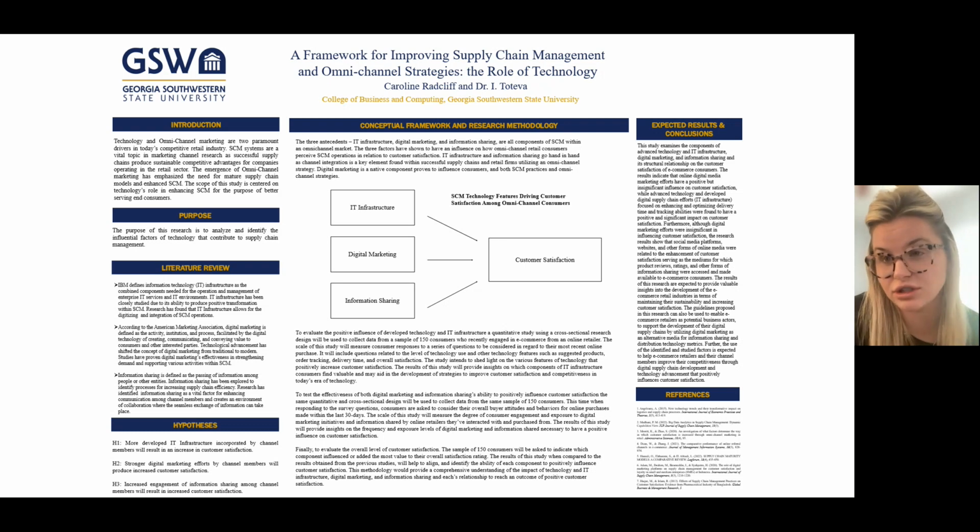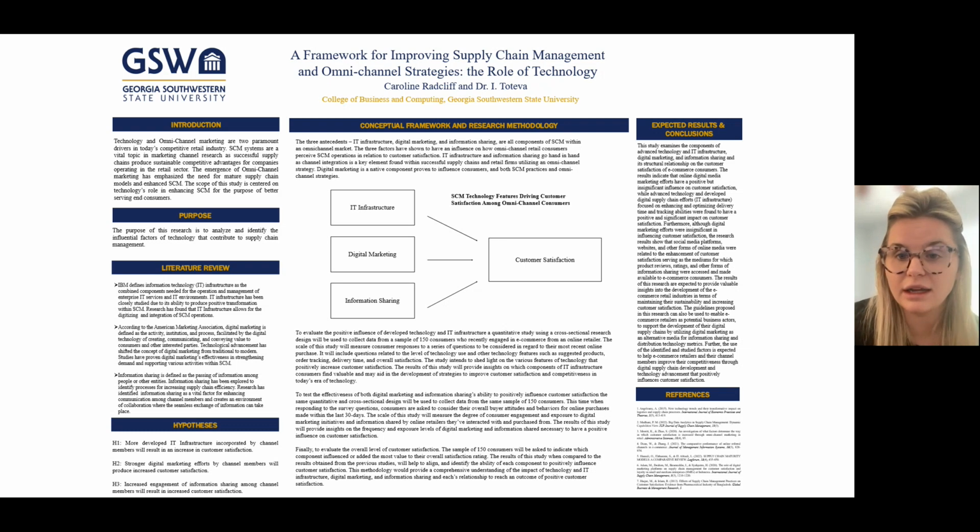The guidelines proposed in this research could also serve to enable other retailers as potential business actors to support the development of their digital supply chains by utilizing digital marketing as an alternative media for information sharing and distributing technology metrics. Furthermore, the use of the identified and studied factors is expected to help e-commerce retailers and their channel members improve their competitiveness through digital supply chain development and technology advancement that positively influences customer satisfaction.